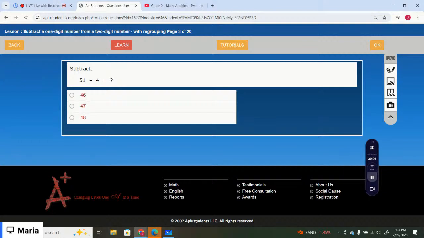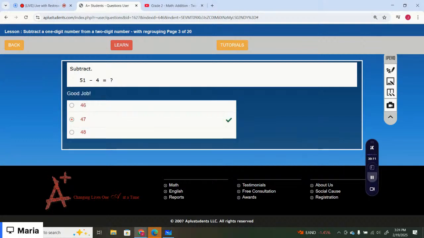51 take away 4 is 47. Option number 2 is the correct option.